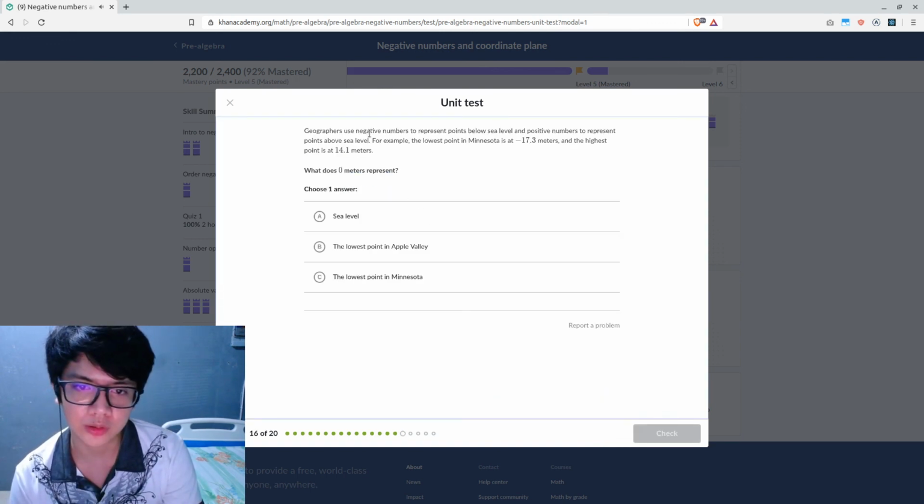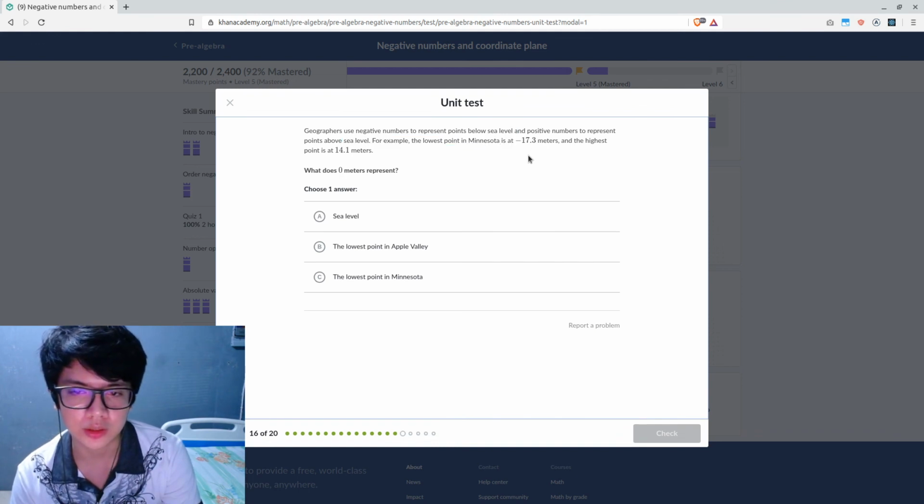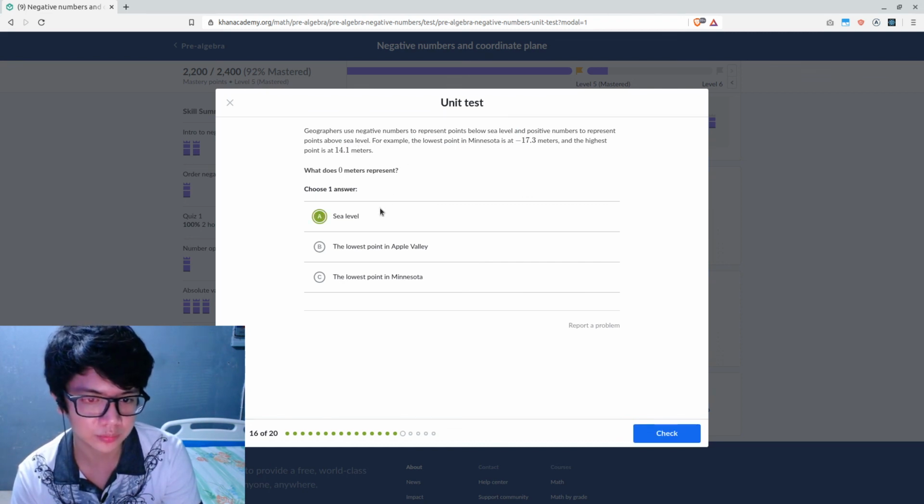Geographers use negative numbers to represent points below sea level, and positive above sea level. For example, the lowest point in Minnesota is -7.3 meters and the highest point is 14.2. What does 0 meters represent? It's the sea level.